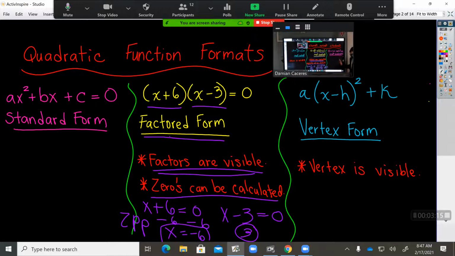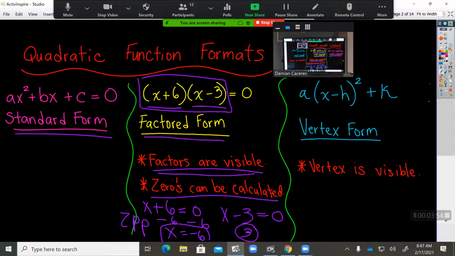Now, let's go to the first one. On the first format, this is what you're going to see the most in this class. This format, standard form. Also, you guys have seen standard form a million times here because I taught you how to multiply these two factors before. Whenever you multiply a binomial with a binomial, what's going to come out? A quadratic function in standard form. So you already did this, but now we're going to work with it in standard form. Now, what's important about standard form is being able to label A, B, and C.